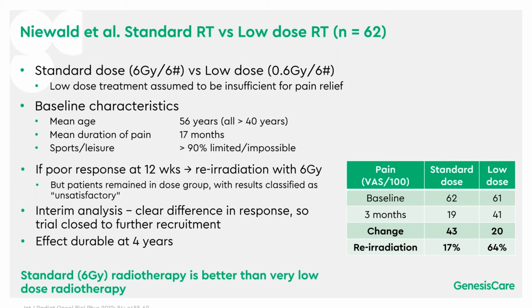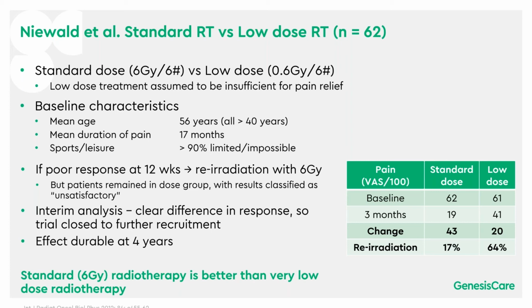And if there was a poor response at 12 weeks, then the patient was re-irradiated with a standard dose of treatment. Although if the patient had failed, then they remained in the dose group they started off as, with the results classified as unsatisfactory. On the interim analysis, there was a clear difference in response, so the trial was closed at that point to further recruitment. Now let's have a look at the results.